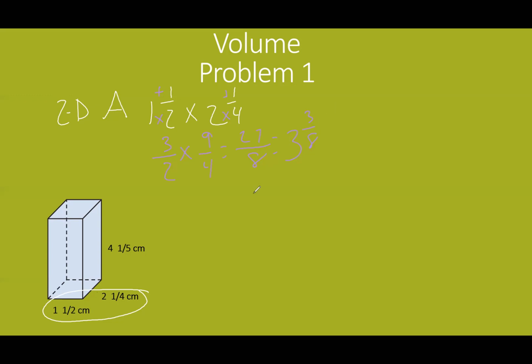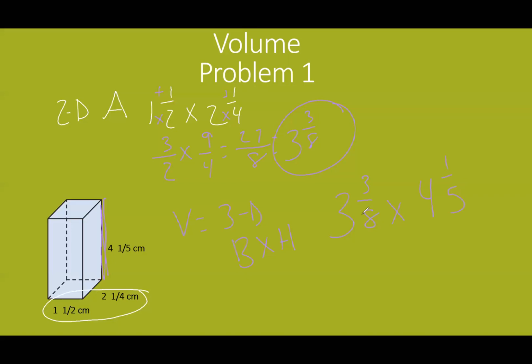Now we need to find the volume, which is three-dimensional. It's the length times width times height, or it's base times height. And we know that the base is 3 3/8. So our base is 3 3/8, and we need to multiply that by the height, which is 4 1/5.